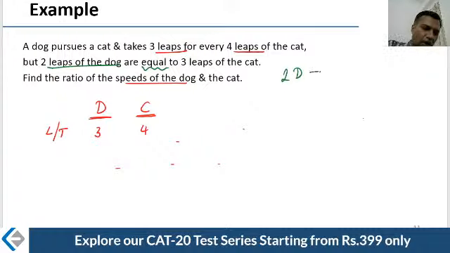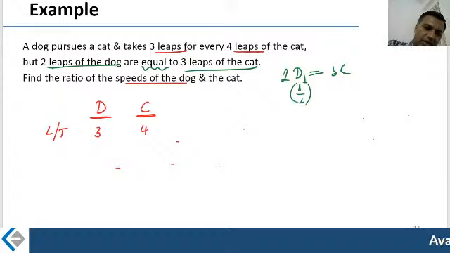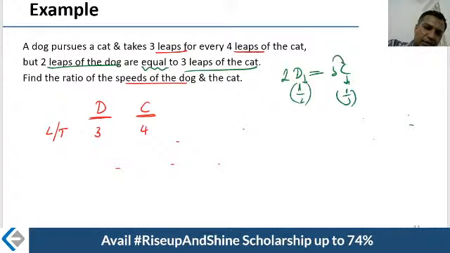2 leaps of the dog are equal to 3 leaps of the cat. Therefore, what is dog and cat? What should I be writing? Inverse part. For dog, I should be writing 1 by 2. For cat, because whenever that equal comes, that's what we learned. For cat, what should I be writing? 1 by 3. I've got to write them in the reverse order.